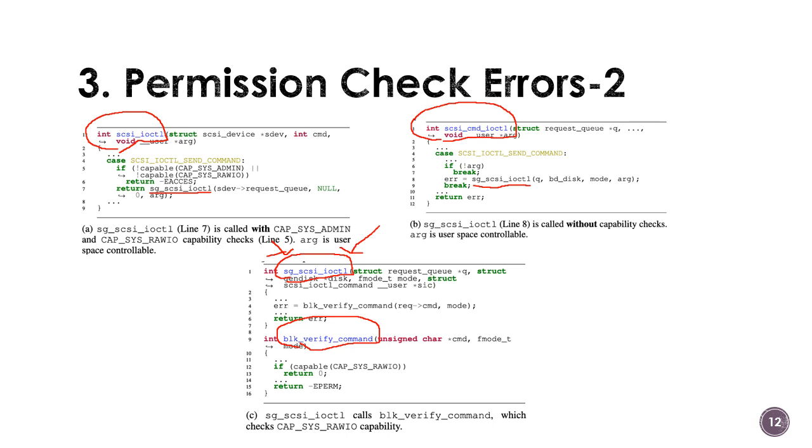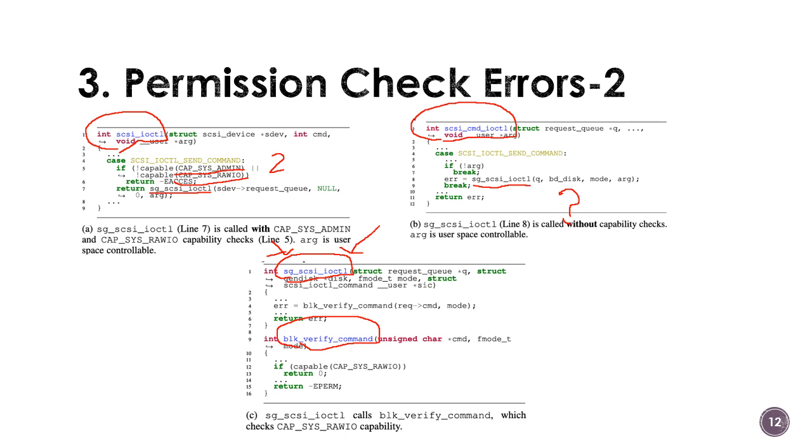One is CAP_SYS_ADMIN and CAP_SYS_RAWIO. These two permission checks. But inside B, there are no further permission checks before calling this. So this is inconsistent when calling the same method in different functions, and this inconsistency could be a problem of the permission checks.